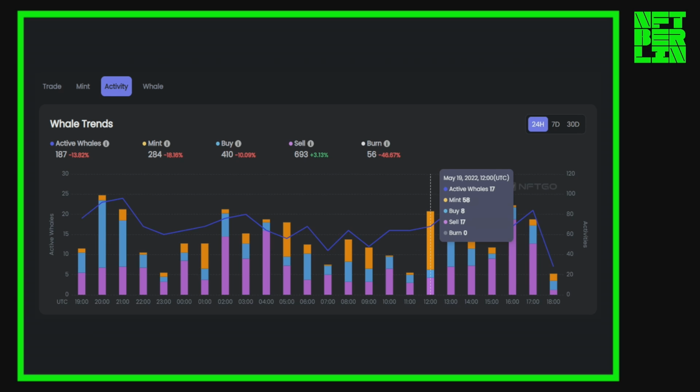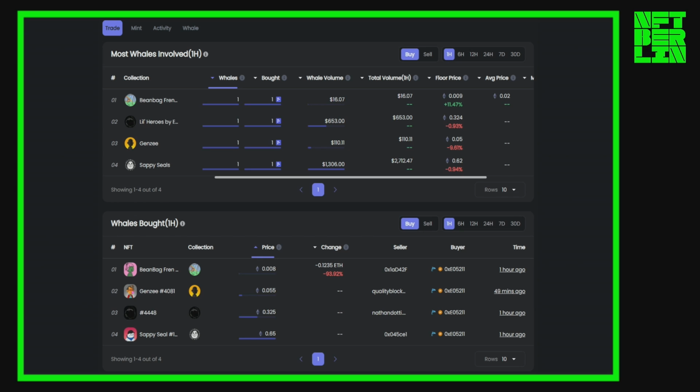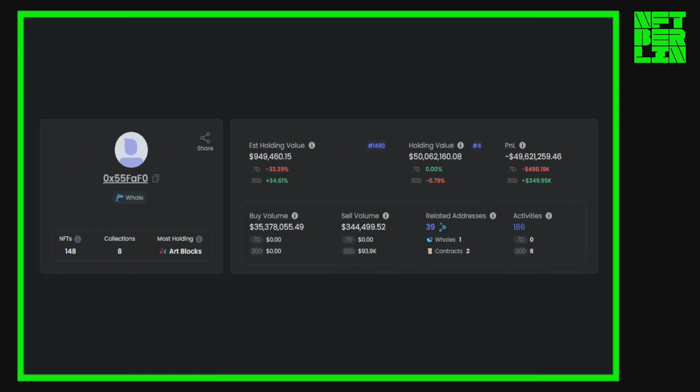So we go even deeper, following their whale trends. How are they behaving? How much are they minting? How much are they buying? How much are they selling? And are they burning their NFTs through some different mechanisms of the project that they're present in? This is also statistics of whales. You can see what they minted. This is live mints, 30 minutes. And top whale minters, the guys who are buying the most NFTs in this period of time. This is their involvement. What are they buying? Where are they buying their stuff?